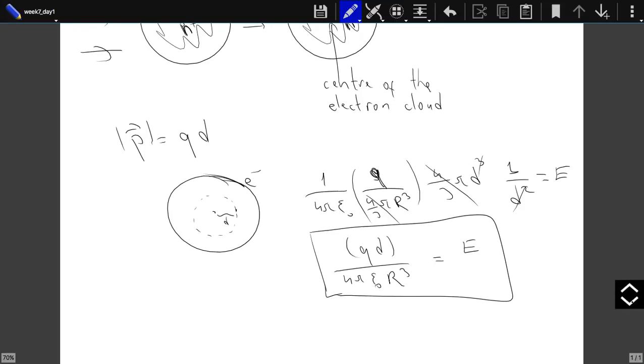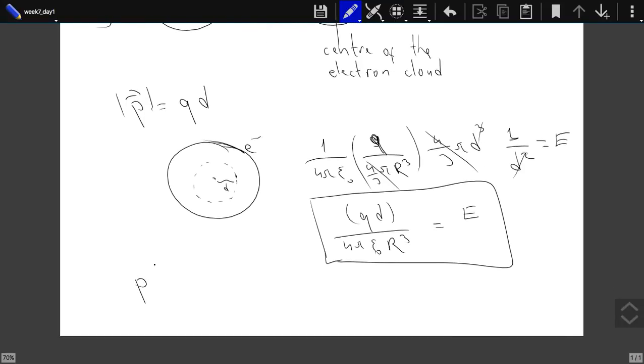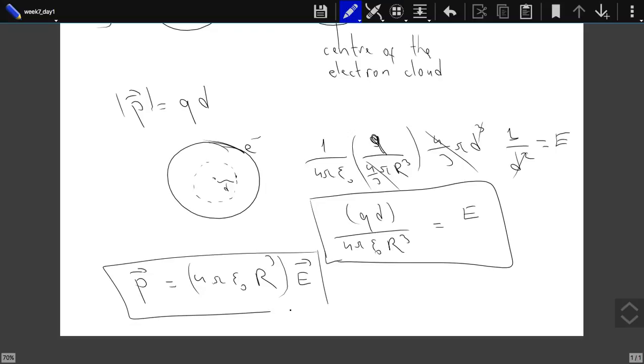Or the dipole moment of this very simple system, the magnitude of the dipole moment, will be 4 pi epsilon 0 r cubed times E. Or let's say, even vectorially, this will be true. The induced dipole moment of the system will be in the direction of the electric field. Of course, you can come up with more realistic models, but mainly the dipole moment of the system will, in most of them, have this form.